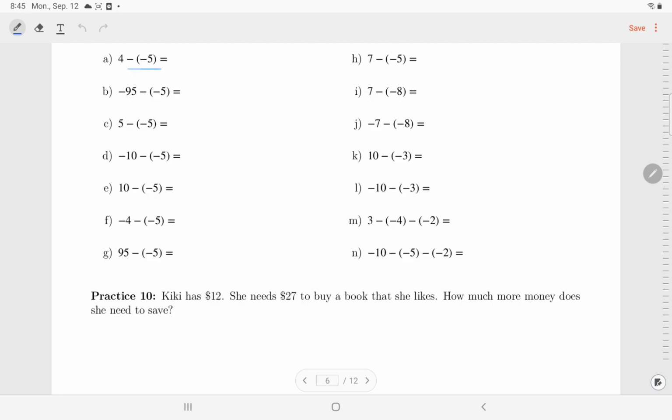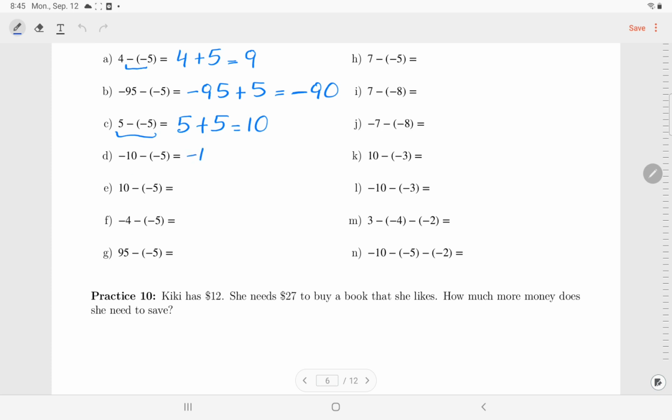So what I would do every time I see minus and negative, I would right away change it to positive. 4 plus 5 is 9. Negative 95 plus 5. So negative is larger than positive, so the answer is negative. 95 minus 5 is 90. And it makes it really easy in examples like C, where you have 5 plus 5, which is 10.